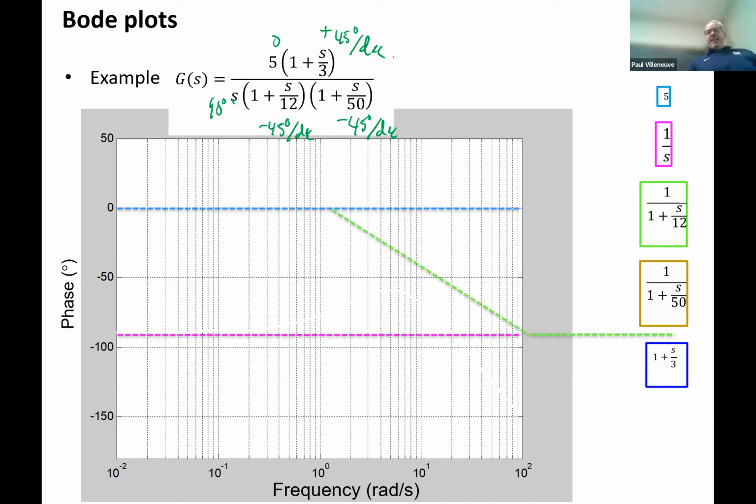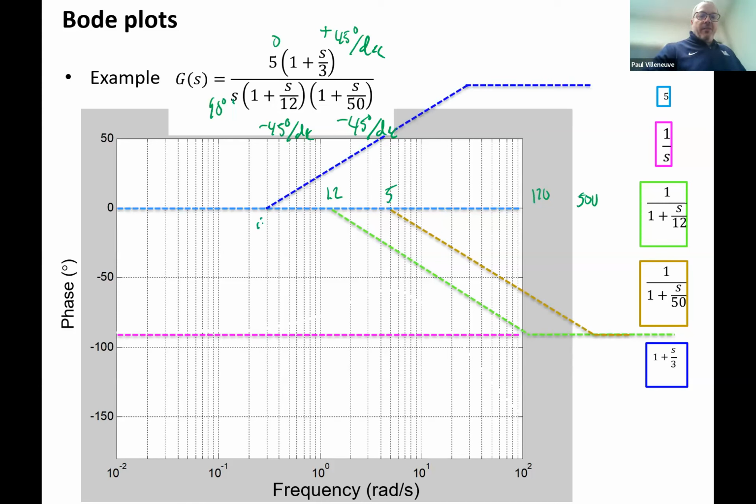Now we're going to add in the 0 at S equals 12. So we're going to start that at 1.2. So this is 1.2, not 12. And it ends at 120, because that's 1 decade above and 1 decade below. I do the same thing for the pole at 50. So we started at 5 and go all the way to 500. And then we're going to do the 0 over here. So this starts at 0.3 and ends at 30. And then we add them together.